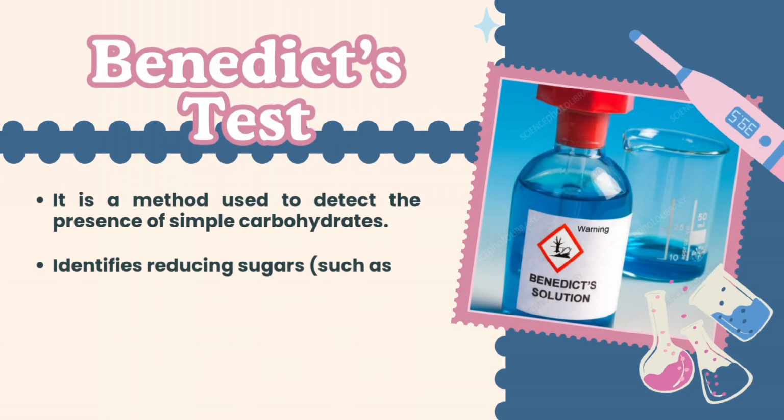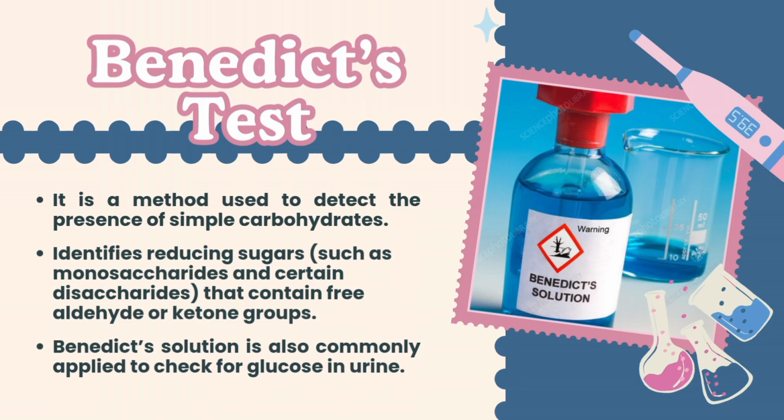For this demonstration, I will be performing the Benedict's test. The Benedict's test is a method used to detect the presence of simple carbohydrates. It identifies reducing sugars such as monosaccharides and certain disaccharides that contain free aldehyde or ketone groups. Benedict's solution is also commonly applied to check for glucose in urine.